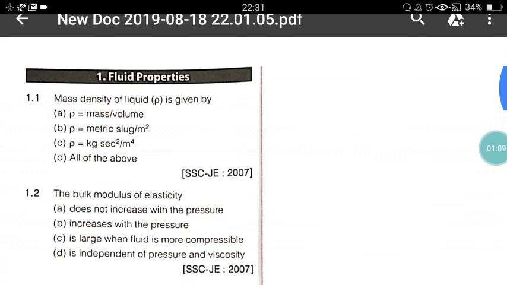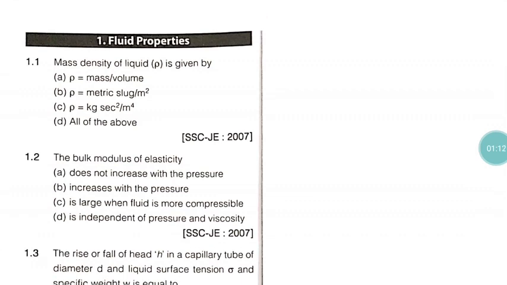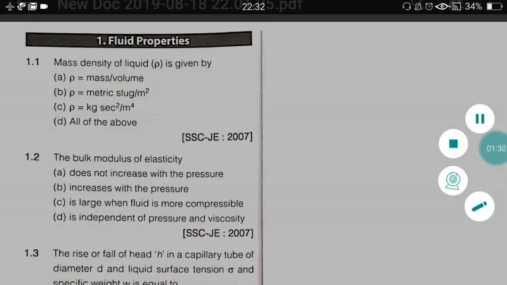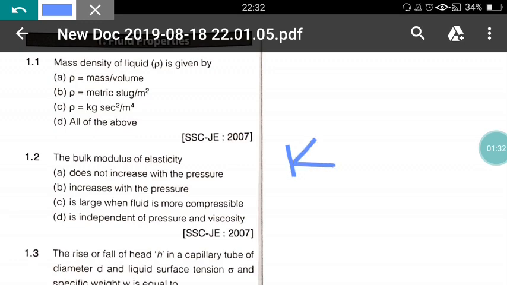Coming to the next question, the bulk modulus of elasticity. Option A: does not increase with increasing pressure. Option B: increases with the pressure. Option C: it's large when the fluid is more compressible. Option D: independent of pressure and viscosity. We know that the bulk modulus of elasticity is denoted by K, and K is directly proportional to pressure P. If pressure increases, then the bulk modulus of elasticity also increases. So the correct answer for this question is option B.